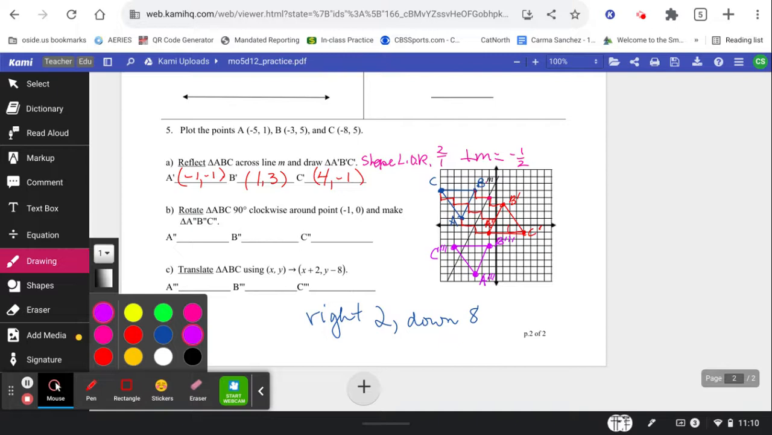Point A is back 3 and down 7. Point B is back 1, down 3. And point C, sorry, triple primes, guys. Back 1, 2, 3, 4, 5, 6. 1, 2, 3. Double check me on those points. Let me know if that's what you got.